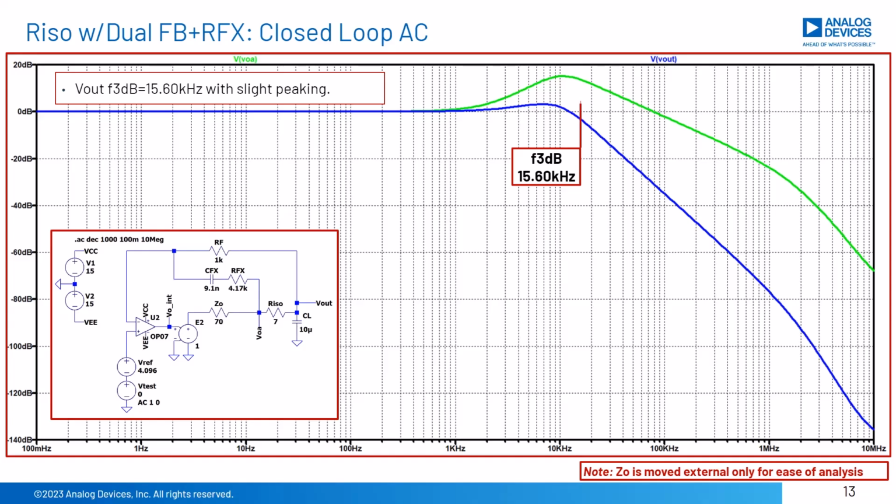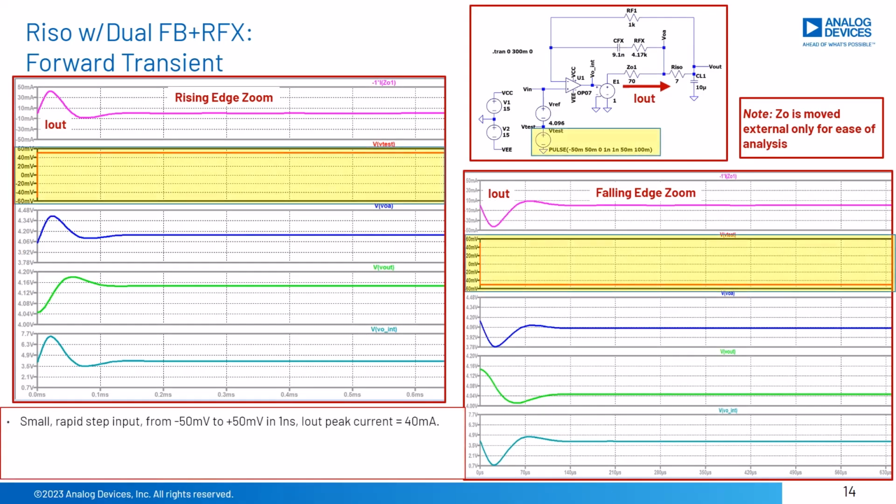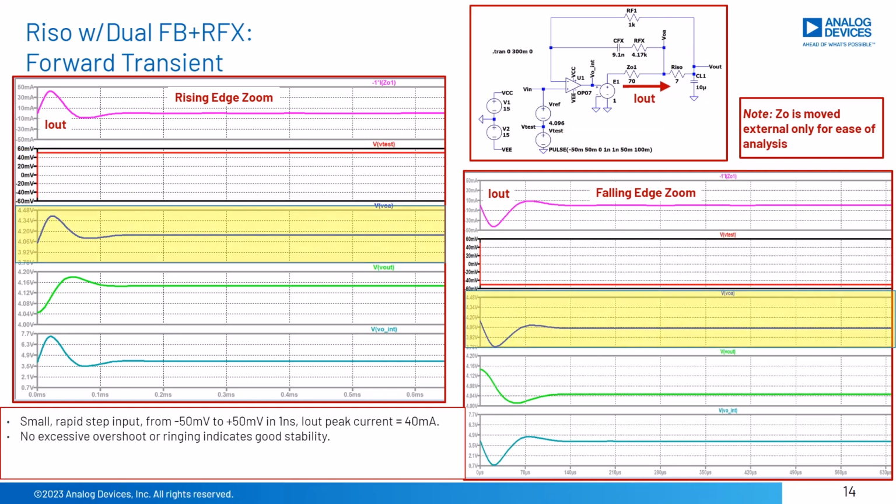If a wider closed-loop bandwidth is needed for the application, a wider bandwidth op-amp and/or one with a lower ZO will need to be used. If our AC closed-loop response is acceptable, we should then run a small signal forward transient test. This test uses a small square wave, 100 mV peak-to-peak on the input, with rapid rise and fall times of 1 nanosecond, to disturb the input, to look for the damped natural response out of the op-amp for a step change. At the output of the op-amp, VOA, we see no excessive overshoot or ringing, which indicates good stability.